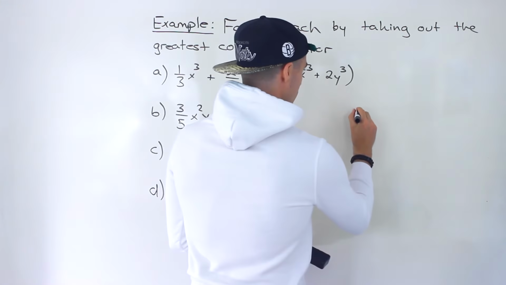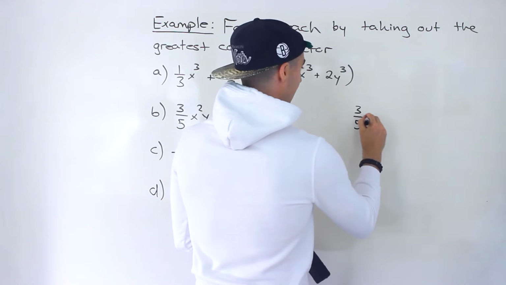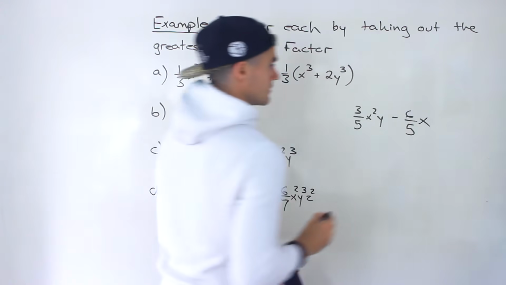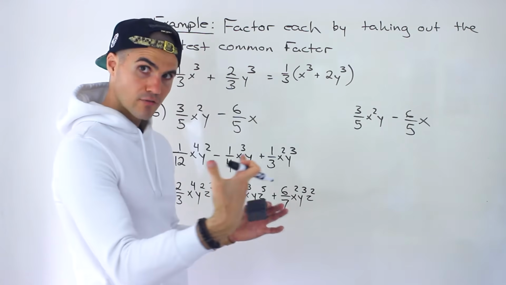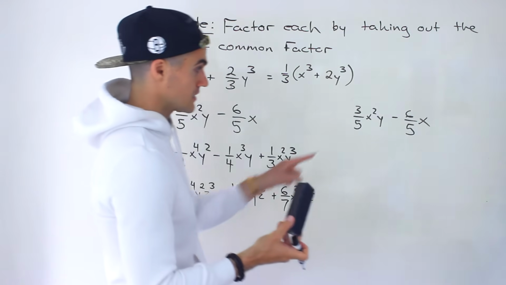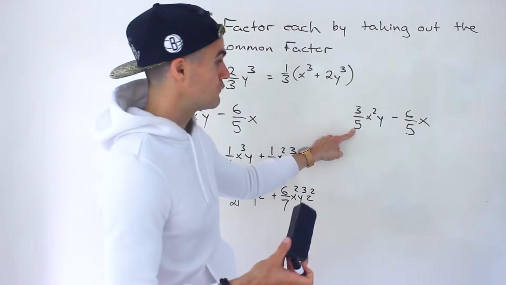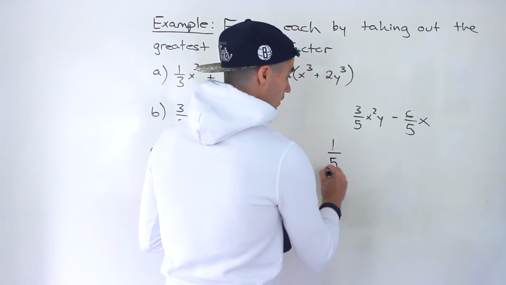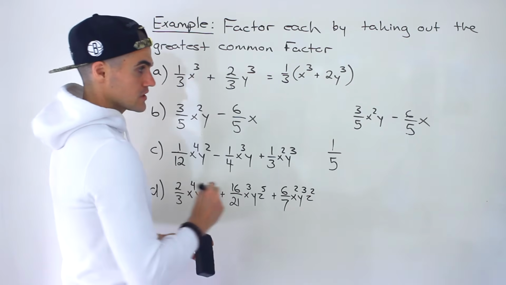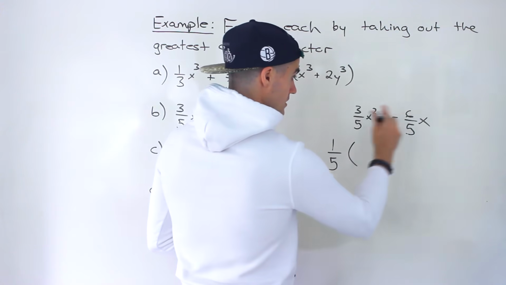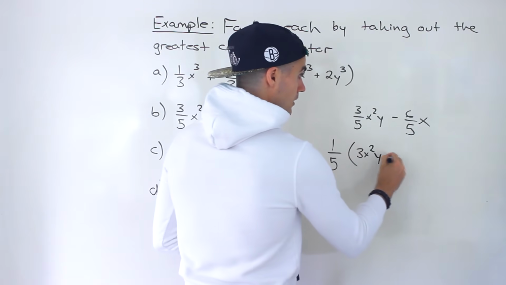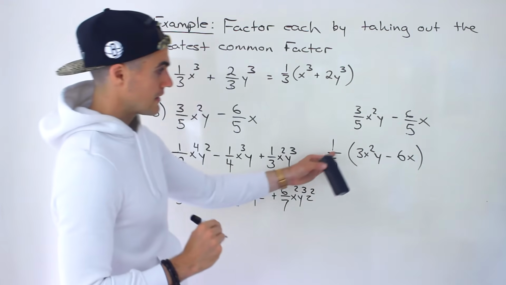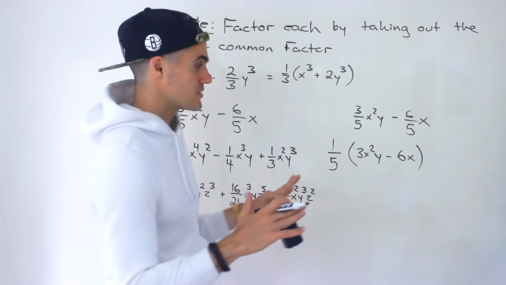So we got 3 over 5 x squared y minus 6 over 5 x, like that. First step, convert everything to have a common denominator. It's nice because, again, we have a common denominator already of 5. So first step, take out 1 over that common denominator of 5. That's the first thing I'm going to do. What would I be left with? Well, whatever is up top. So we'd have 3x squared y minus 6x, like that. Right, took out the 1 over 5, and now notice we're left with an expression that has no fractions.